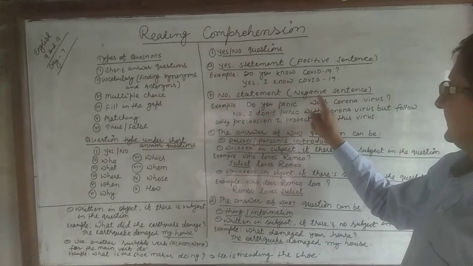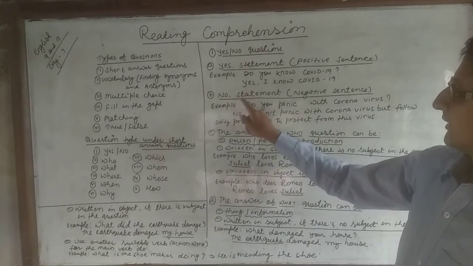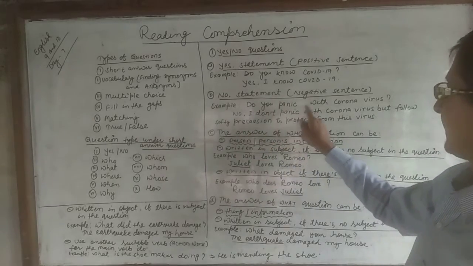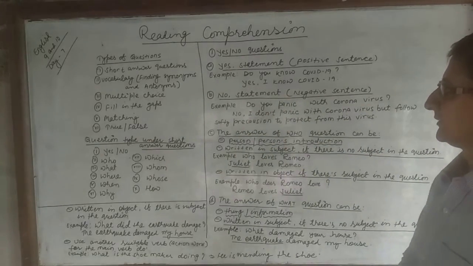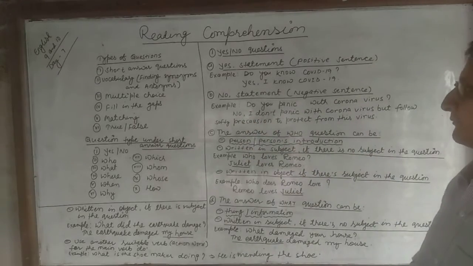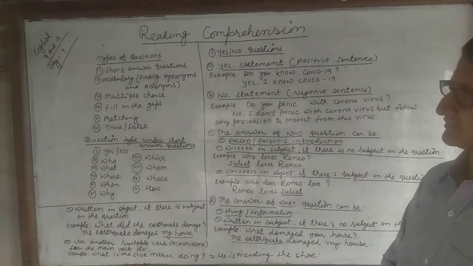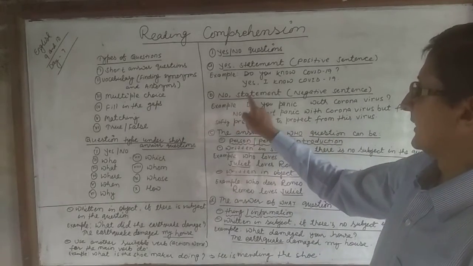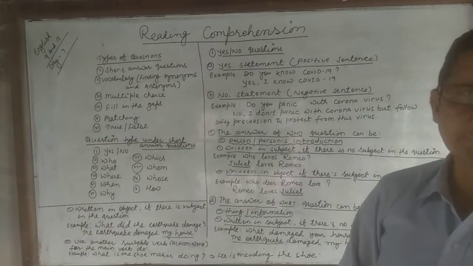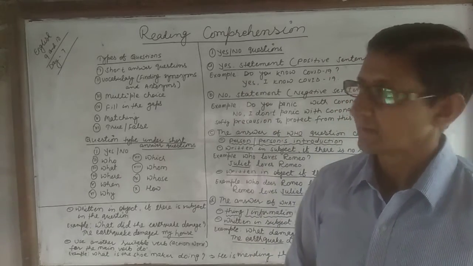If the answer is negative, you have to use this structure: no, comma, statement. Let's see the example. Do you panic with coronavirus? The answer is no, I don't panic with coronavirus, but I follow safety precautions to protect from this virus. So no, and after that the statement. In this way, we write the answer of yes no questions.